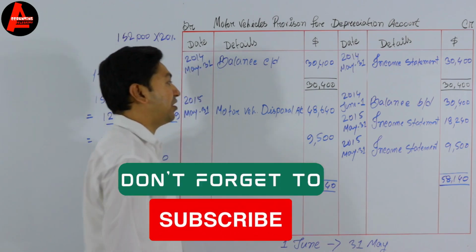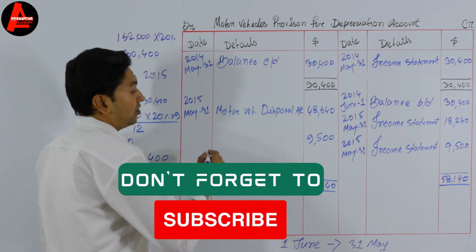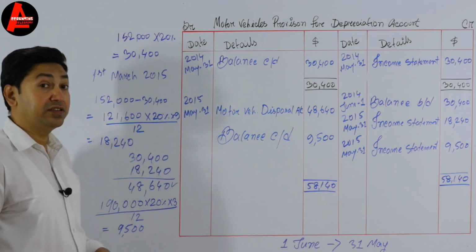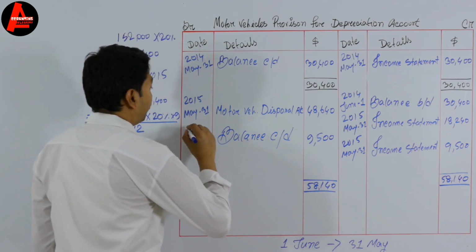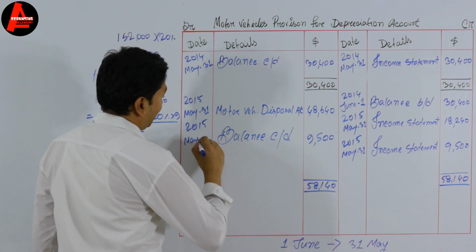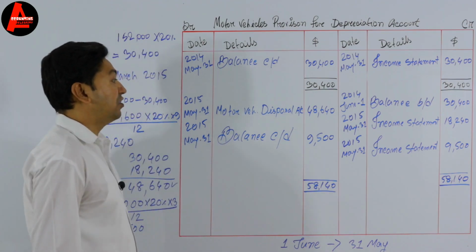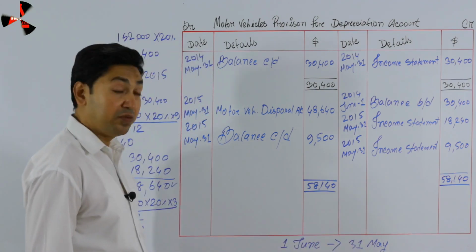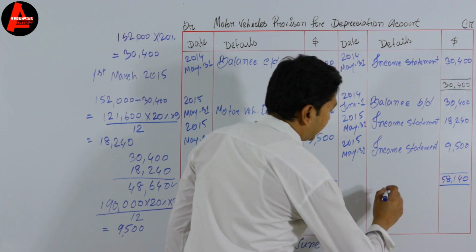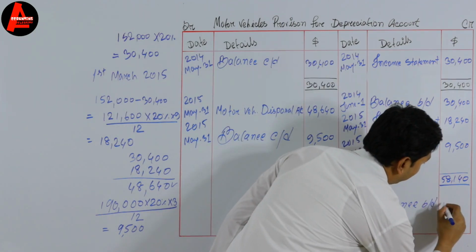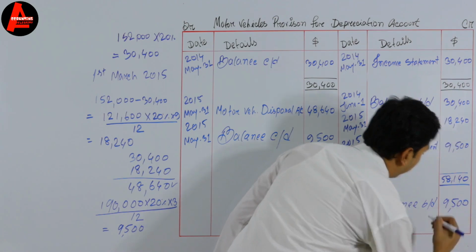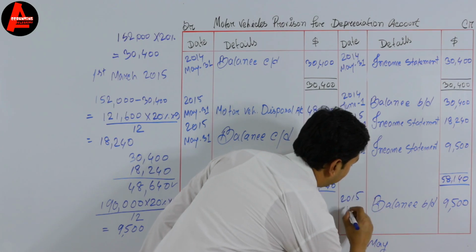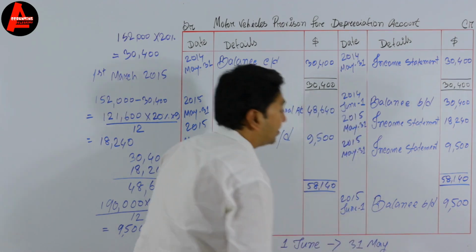Okay, $9,500. So this is called the balancing figure, balance c/d, and the date for balance c/d will always be the last date of the financial year, which is 2015 May 31st. Okay, so this balance c/d will be here as a balance b/d. Okay, we need to balance, bring down. So let us write here balance b/d. We'll write here $9,500, the same amount, and the date for balance b/d will be 2015 June 1st, the new financial year. Okay, don't forget.